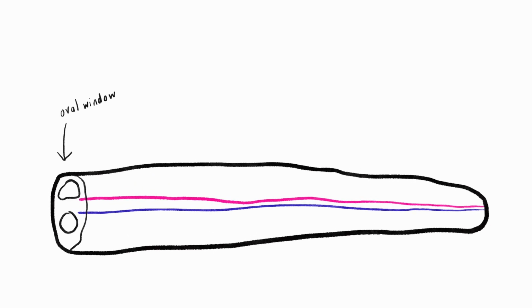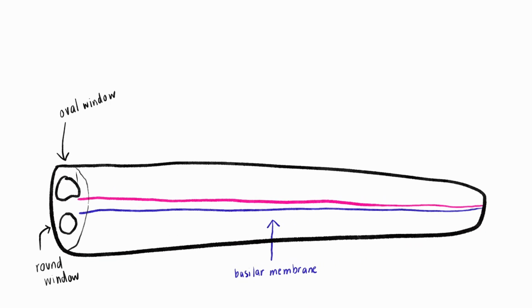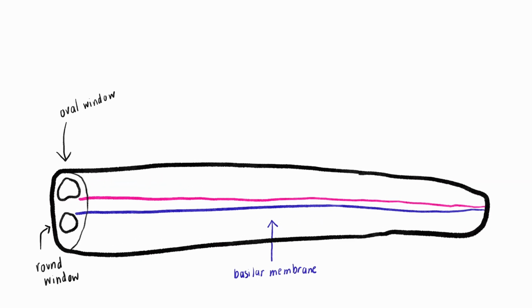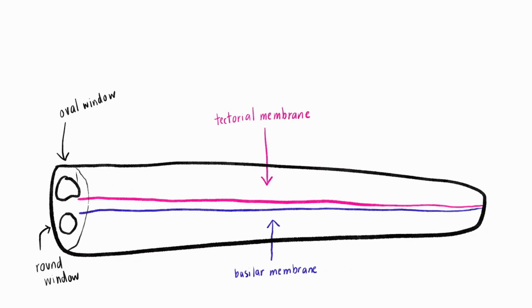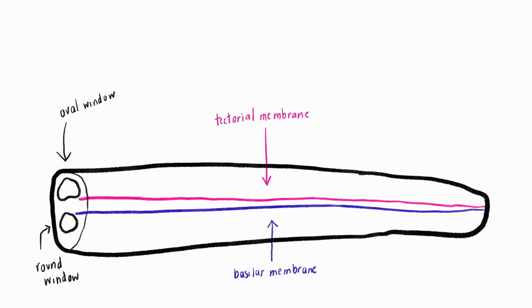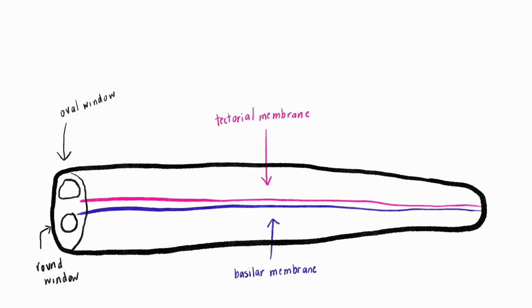We have the oval window, the round window, which is kind of funny because an oval is usually round. And then we have the basilar membrane, which is a flimsy guy. And then we have the tectorial membrane. The tectorial membrane is the stiff guy. These guys are going to come into play a little bit later, but just keep in mind that the basilar membrane is a flimsy, floppy, goofy guy, and the tectorial membrane is a stiff and serious guy.